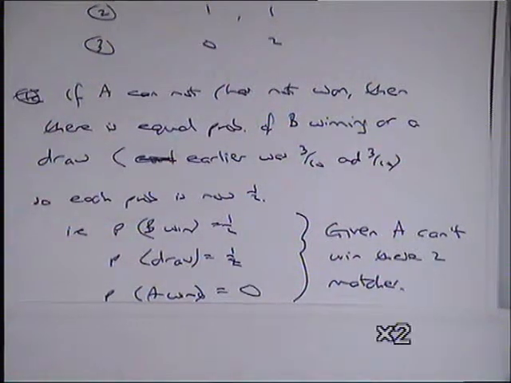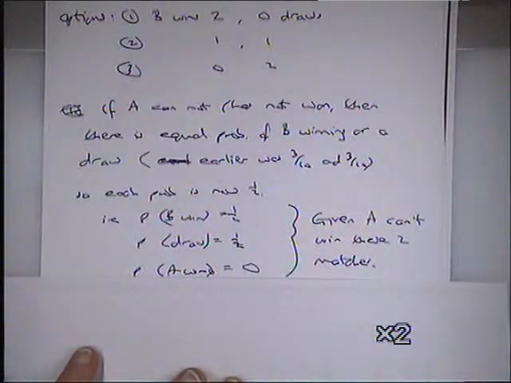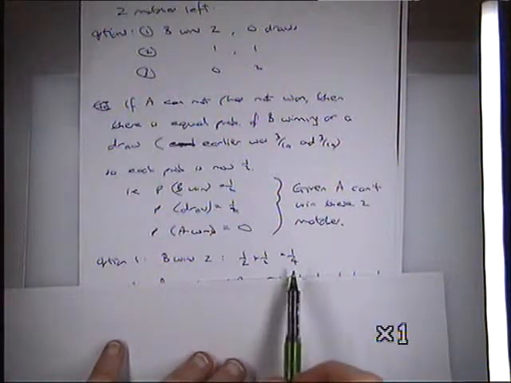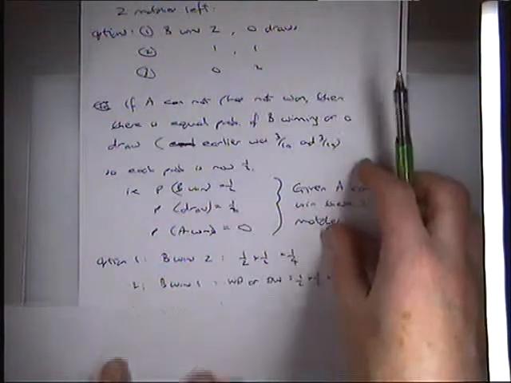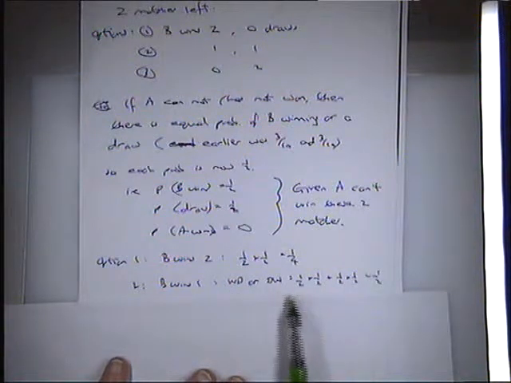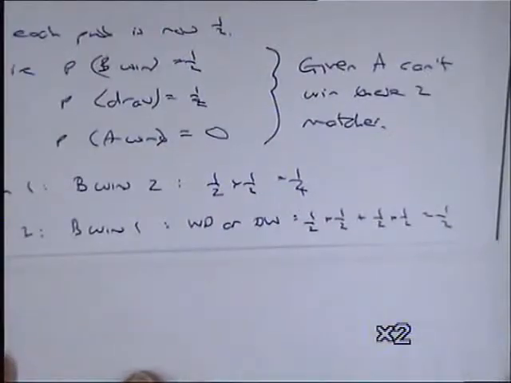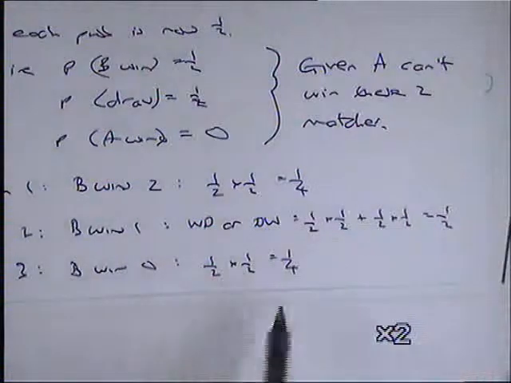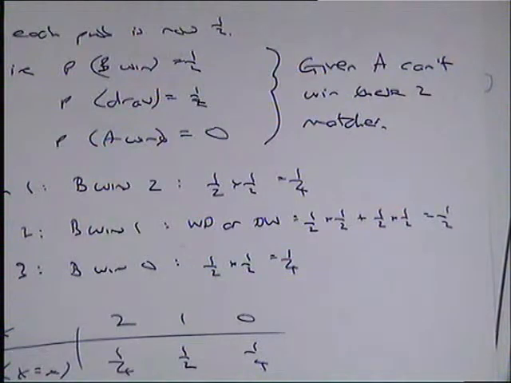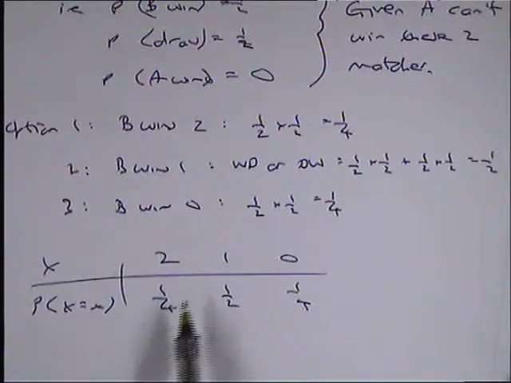So now you need to go back to these 3 options up here and work out the probability of each option. B winning is going to be a half times a half, which is a quarter. That's B winning both of them. B winning 1 and drawing the other can either be win draw or draw win. That's a half times a half or a half times a half. That comes out to be a half. The other option is B wins none of them, which is drawing and drawing, which is a quarter. I've drawn this table out sort of backwards, but those are the values that can take 0 wins, 1 win or 2 wins with those probabilities.